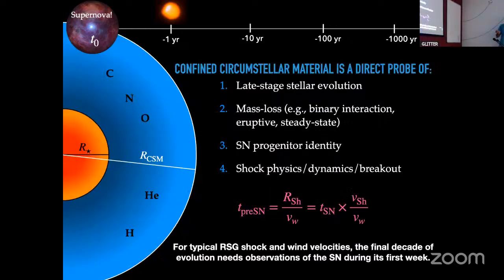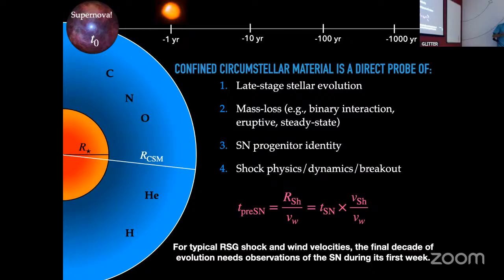So moving a little bit into the supernovae itself. Once the supernova goes off, what are we actually sampling and how can it tell us about the late stage evolution of red supergiants? So again, this confined circumstellar material, the stuff that's right around the star before it explodes, tells us about late stage stellar evolution because that is the stuff that is ejected during these phases of late stage burning: carbon burning, silicon burning, oxygen burning.